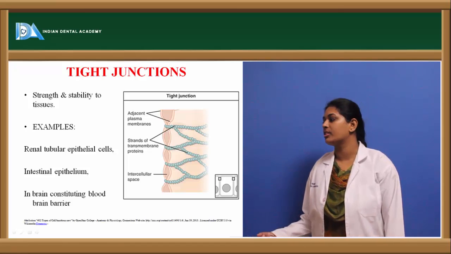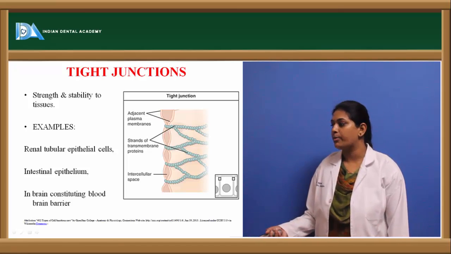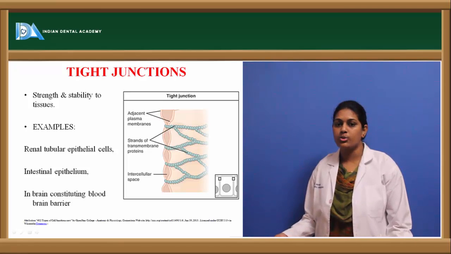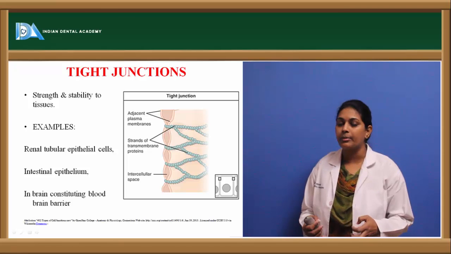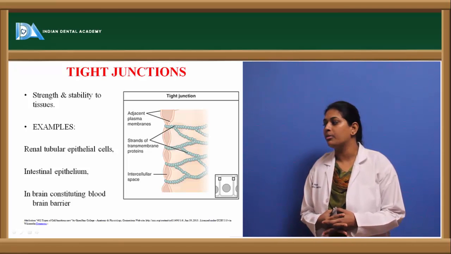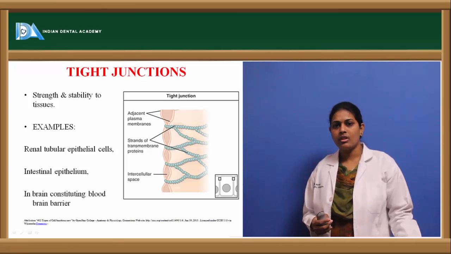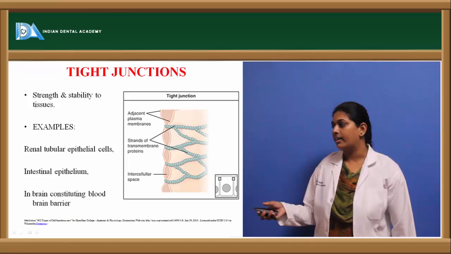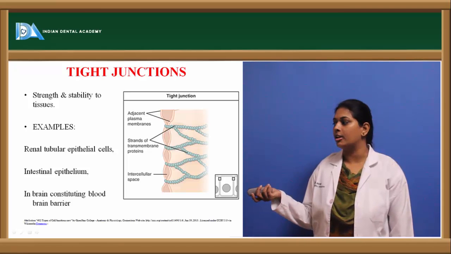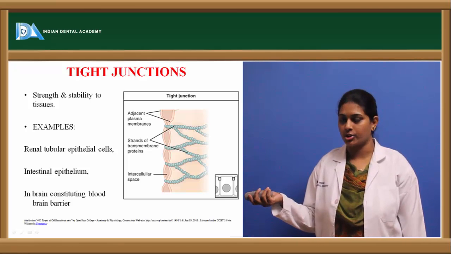The picture shows the tight junction, where the transmembrane proteins, that is, the proteins present in the adjacent plasma membranes of different cells, are bound tightly and prevent the movement of other molecules from entering or leaving the cell. Thus an intercellular space can be seen in between these occluding or tight junctions.